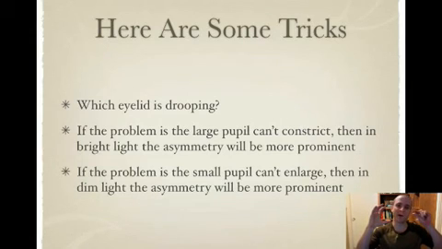If, on the other hand, the problem is the small pupil can't enlarge, like in Horner's syndrome, then in dim light the difference will be more pronounced because the other eye will dilate. So now we know it's this small pupil that's the problem. So that's a little trick you can use to differentiate between the two.